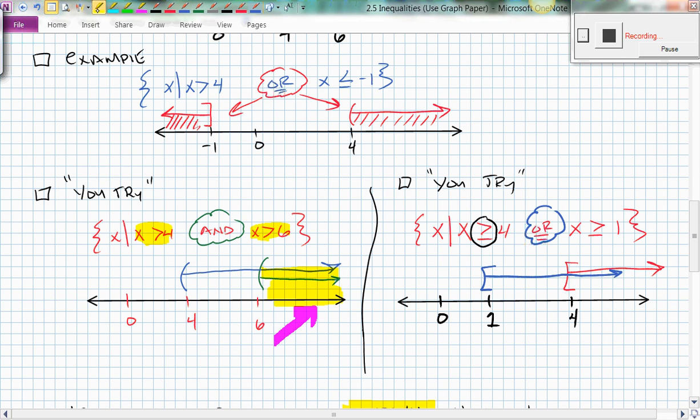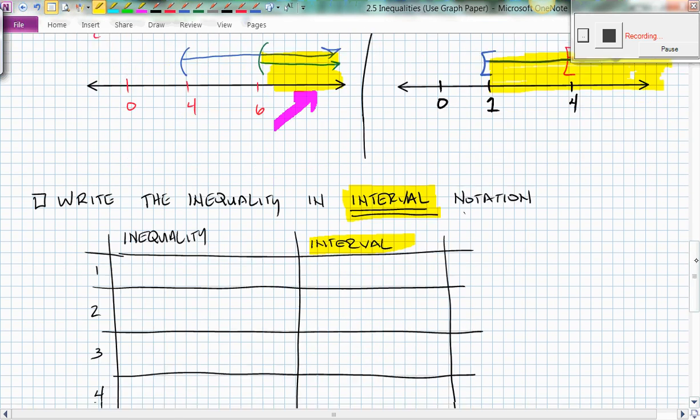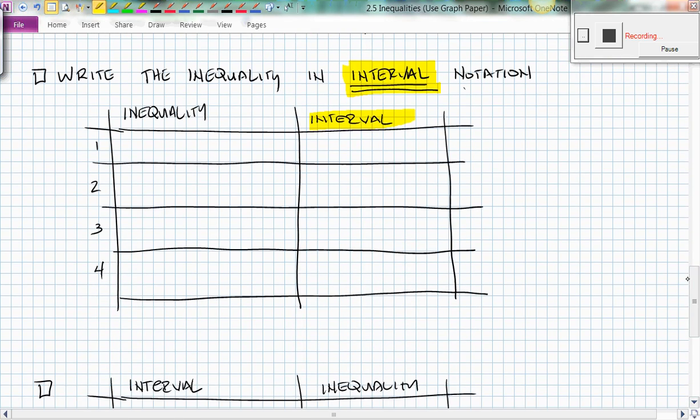So in this particular case, our solution is everything from the 1, including the 1, and shaded off to the right. So all of these are solutions on the number line that will satisfy that inequality. Okay, then the last part of the lesson is writing an inequality in interval notation, and then vice versa.